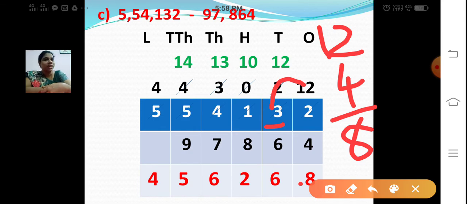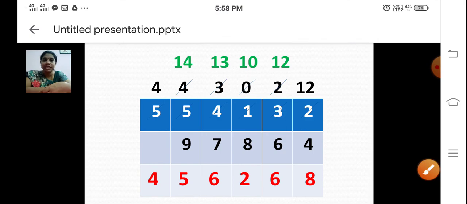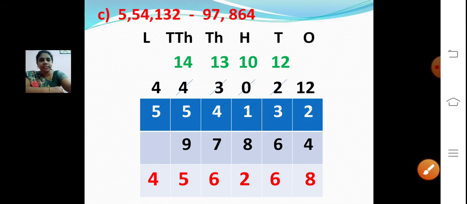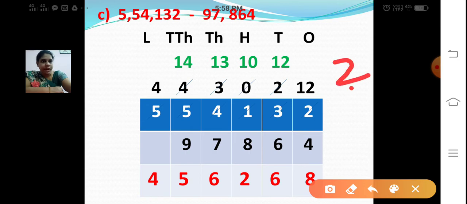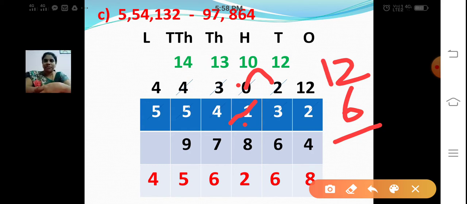Now let's move on to the next one, the tens place. Let's subtract the tens place. Now what number are you having in the tens place? 2. So 2 minus 6. Can you subtract 2 minus 6? That is not possible. So what should I do now? I'm going to borrow from the hundreds place. So now what number am I having in the hundreds place? 1. So if I'm borrowing 1, my hundreds place will become 0 and I'm giving 1, right? So this will become 12, right?